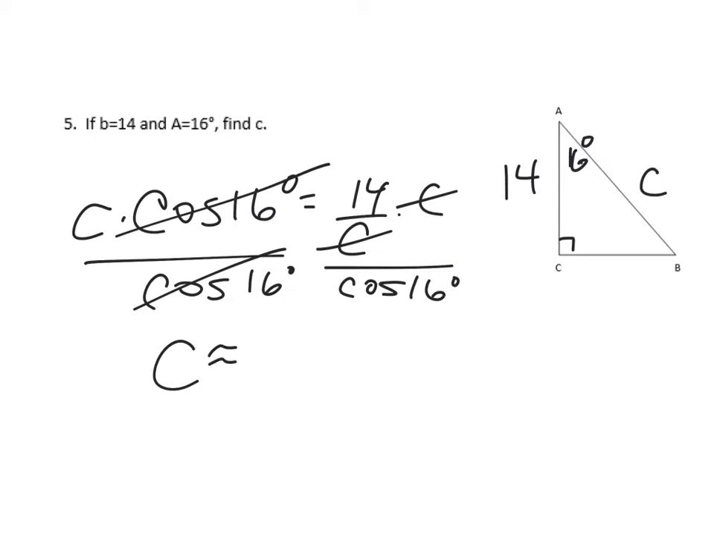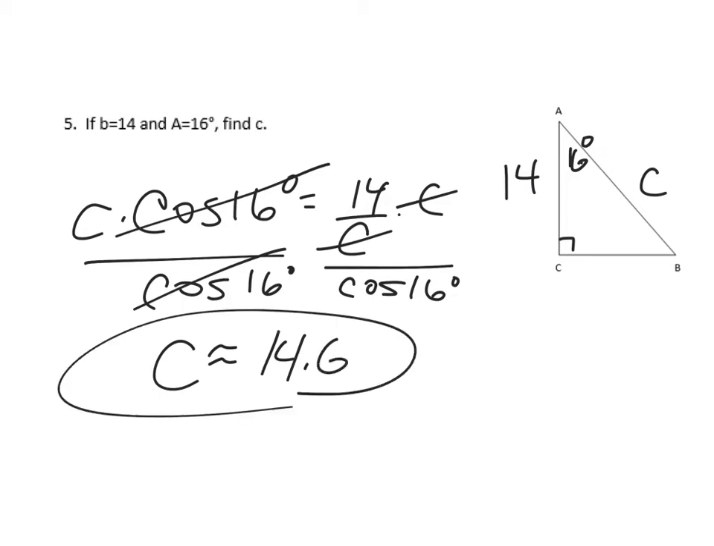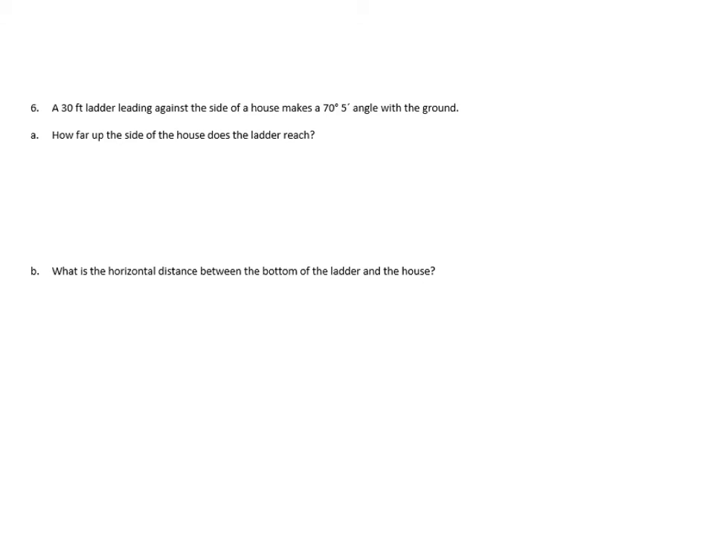So here I'm doing 14 divided by the cosine of 16, and I get about 14.6. Which makes sense. It's a little bit bigger than the other side. Remember, the hypotenuse has to be the longest side in my triangle. Or right triangle, I should say. Okay, so let's look at a relation problem here.